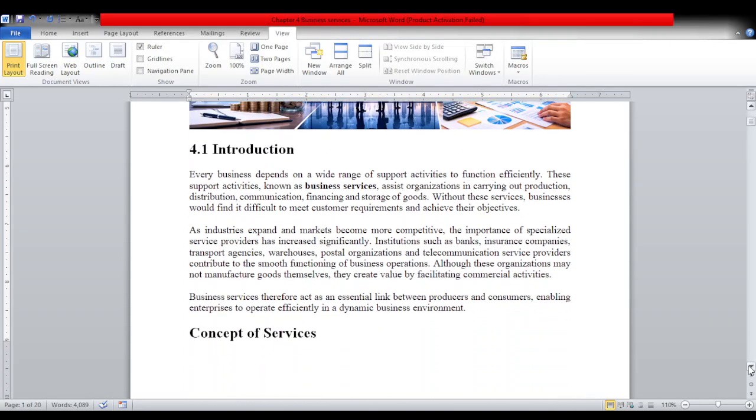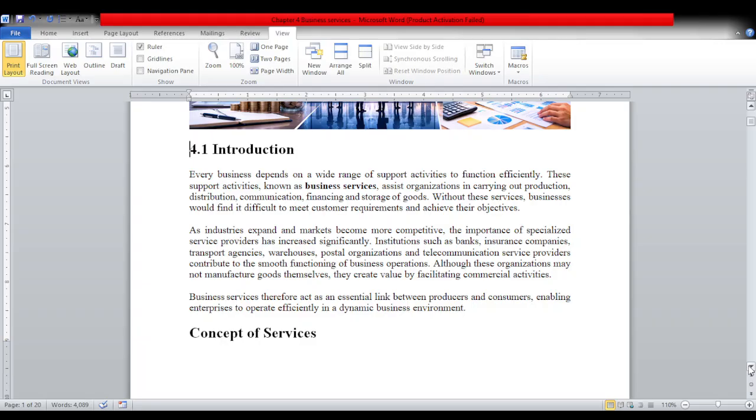Before starting the topic, let me help you understand its introduction. Every business depends on a wide range of support activities to function efficiently. These support activities, known as business services, assist organizations in carrying out various functions related to production, distribution, communication, financing, storage of goods, etc.